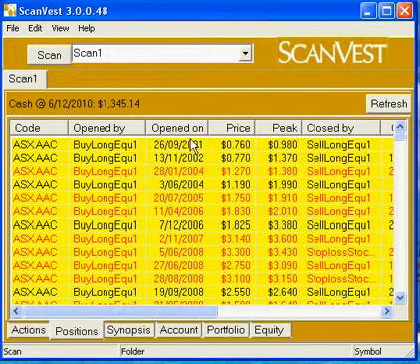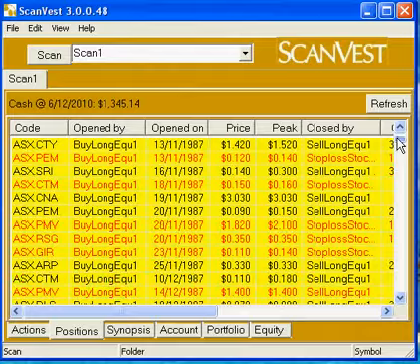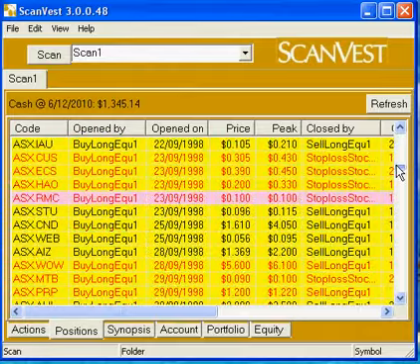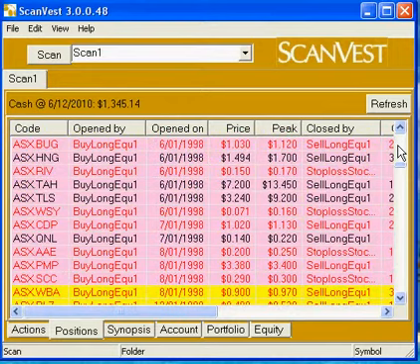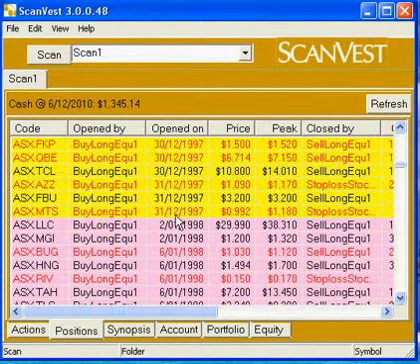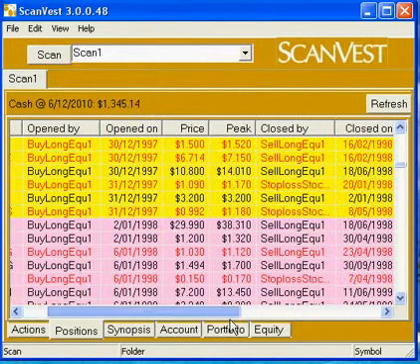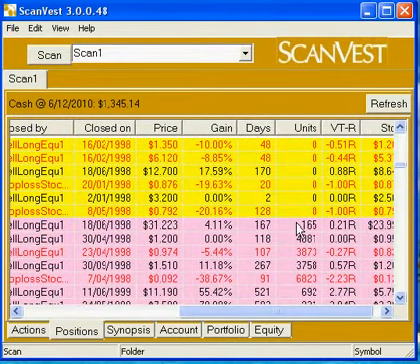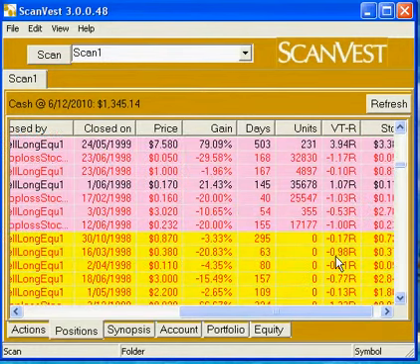If we sort on our opened on date by clicking on the opened on column header, we can scroll down to the 1st of the 1st 1998 and we can see where the background color suddenly changed to pink. And if we scroll over to the right, there are units allocated for all these pink background positions. As we scroll further down, you'll notice they go yellow again, with 0 units allocated.